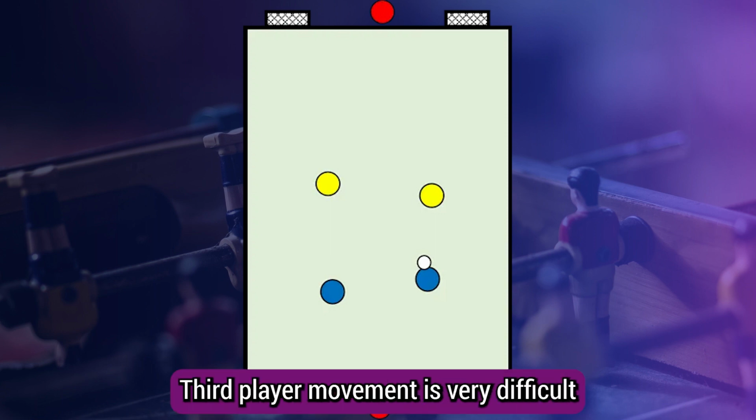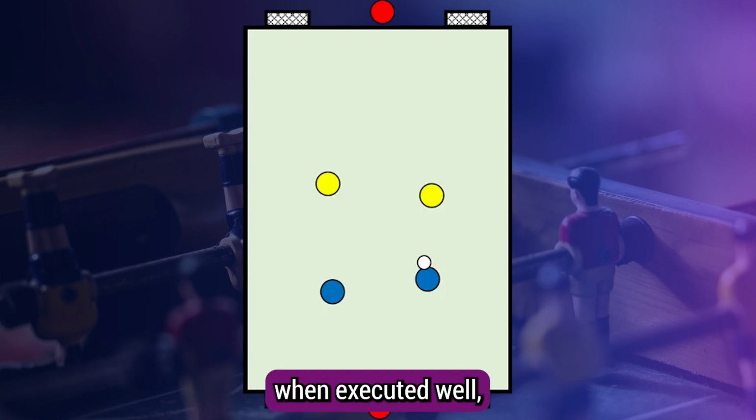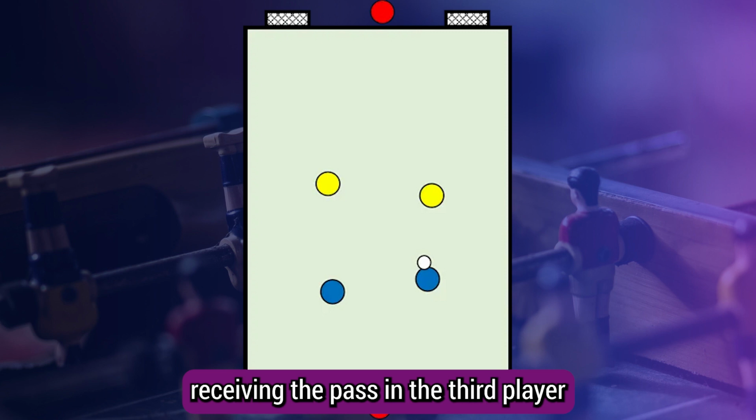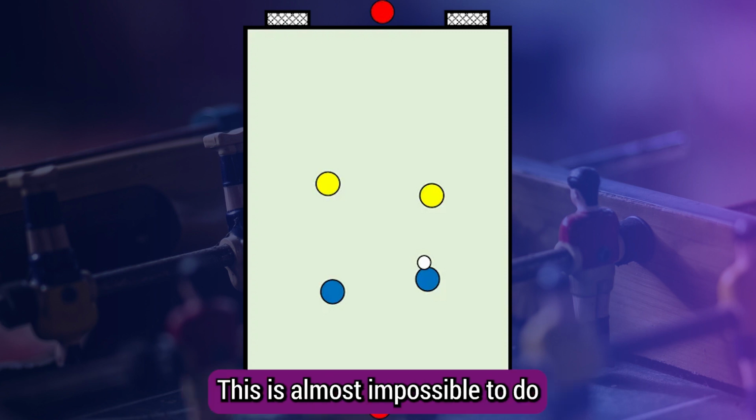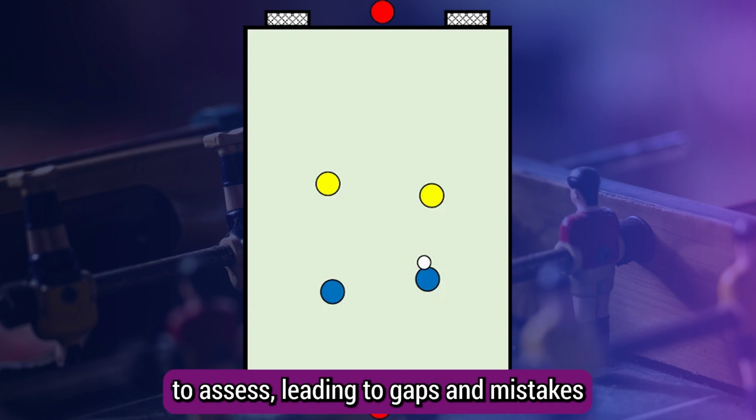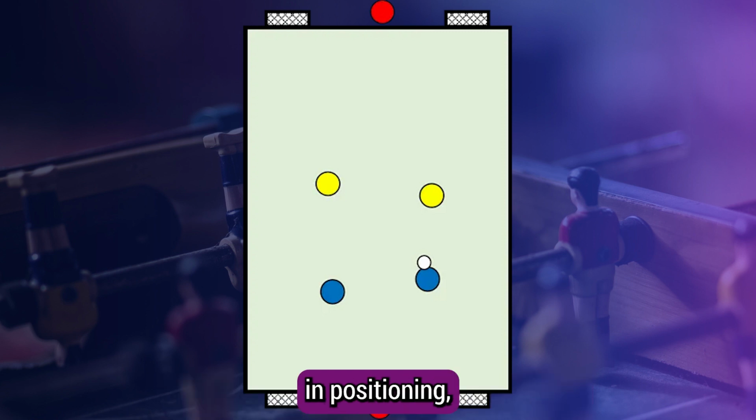Third player movement is very difficult to defend when executed well, as it requires defenders to try and track the ball, the player receiving the pass and the third player at the same time. This is almost impossible to do if the sequence is quick, as there is too much for the defenders to assess, leading to gaps and mistakes in positioning.